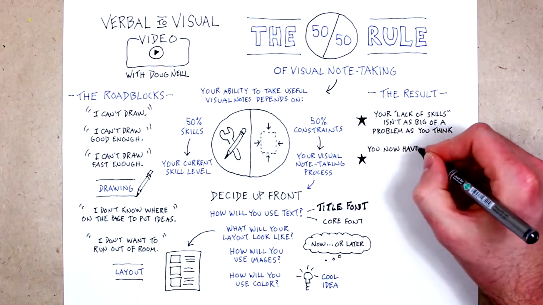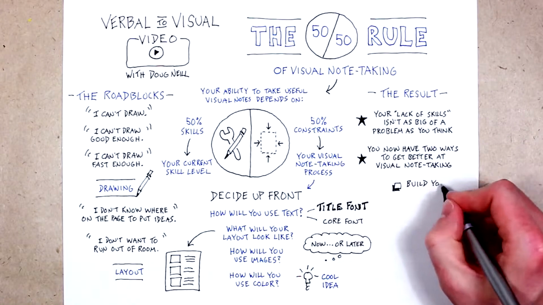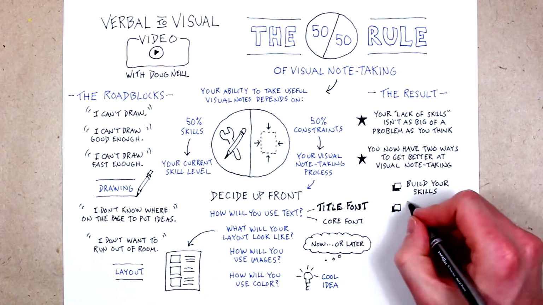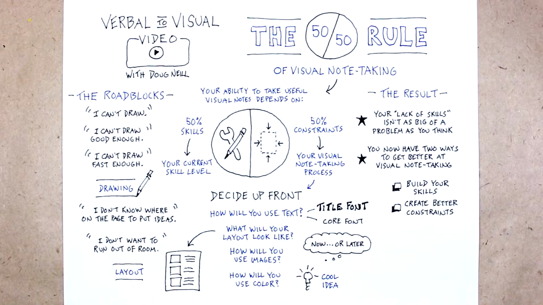You also now have two ways to get better at visual note-taking. One is to build your skills. You could spend some time developing a few fonts that you like, or build up a set of icons that you can draw with ease. A second way to improve is by creating different constraints for yourself. Experiment with different approaches to layout and maybe different ways to balance that in the moment versus after the fact drawing. Finding the right constraints that work well for you will take some experimentation.